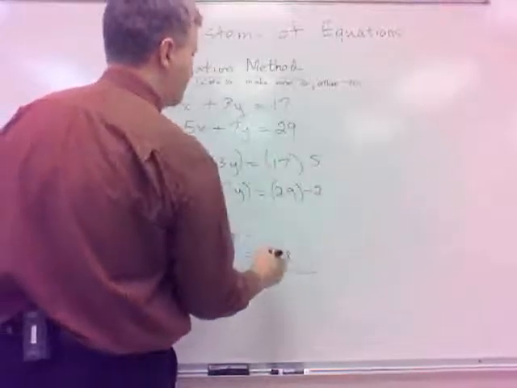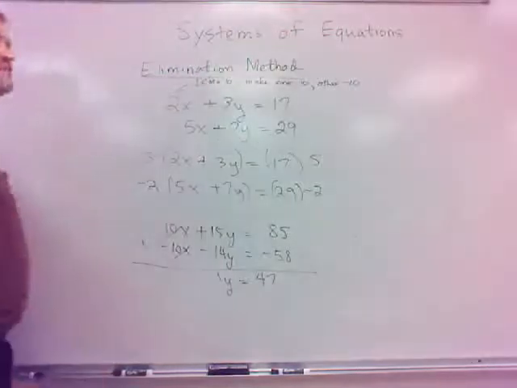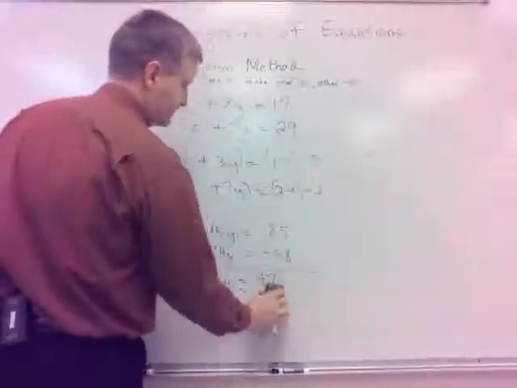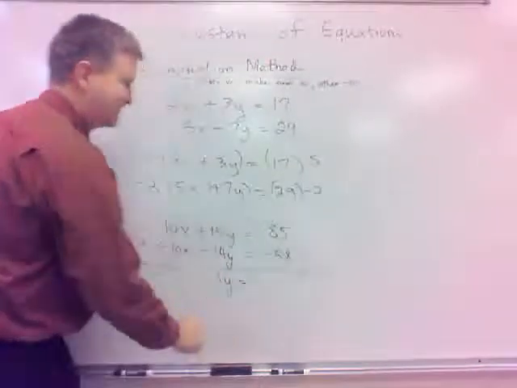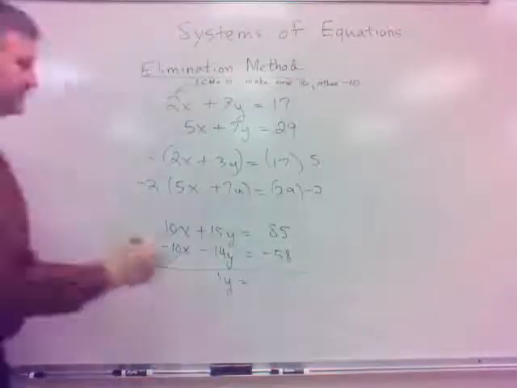17 times, how did I get 105? I don't know. So I'm doing 15 times 7? I don't know. Okay. I'm just checking, y'all. 85 minus 58. Is that better? 27?